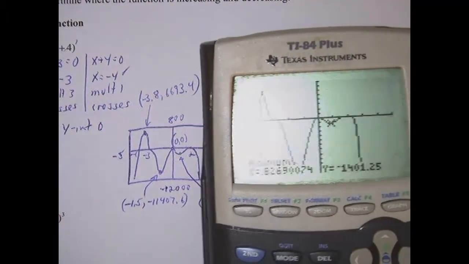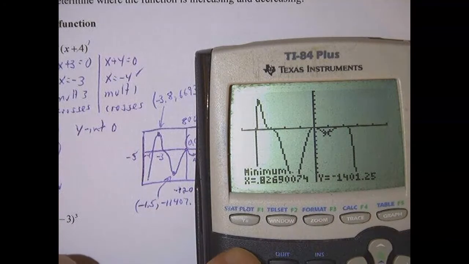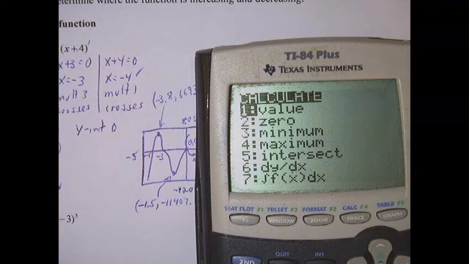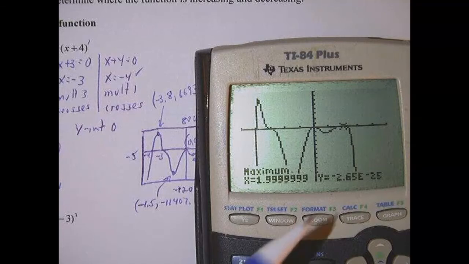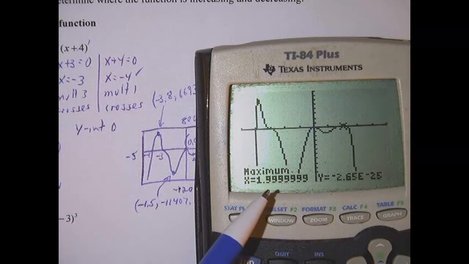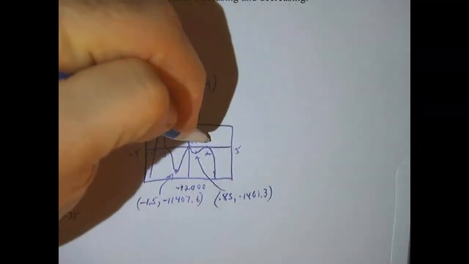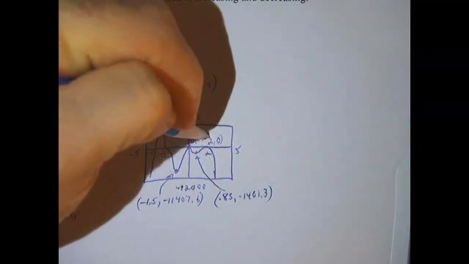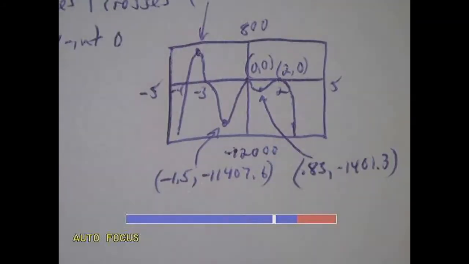And then one more, just check this local max, make sure that it is in fact the 0. So let's go to the local max, second calc max, go to the left of it, we're already there, go to the right of it, and we've got a local max at, whoa, exponent of negative 25, that's definitely 0, and that looks like it's 2. So there's 2, 0, there's a local max. We already knew that it was 2, but now we know that it's 0. All right, so now we're looking at the function with all the details.